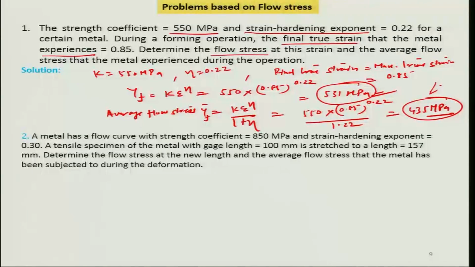Let us also look at another problem example. There is a metal which has a flow curve, where the strength coefficient K is 850 MPa and the strain hardening coefficient n is 0.30. We have a tensile specimen of the metal with a gauge length of 100 mm, stretched to a length of 157 mm. So we actually know the true strain value here.